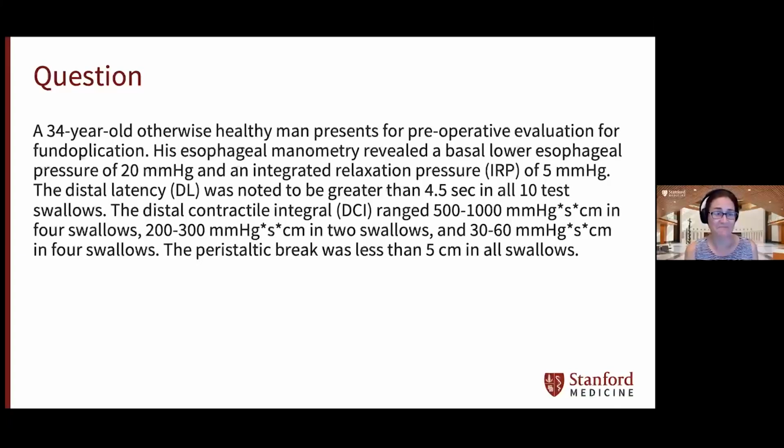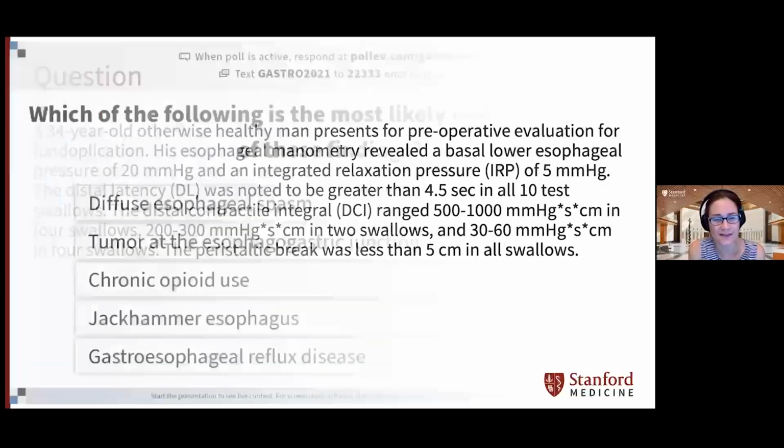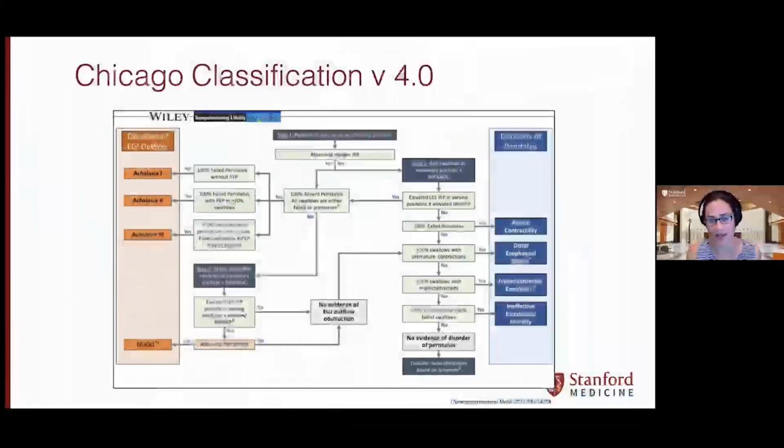Now, I'll tell you the potentially good news is that this won't be on the boards because the criteria just changed for IEM. And if we could go to the slide that had the Chicago classification on it, the Chicago classification is what we use. It's the criteria that we use to define motility disorders, and it gets updated, and it was just updated in January. And this is the current version of the Chicago classification, but I think what's probably helpful for you to know is that they're probably not going to test you on things that just changed.